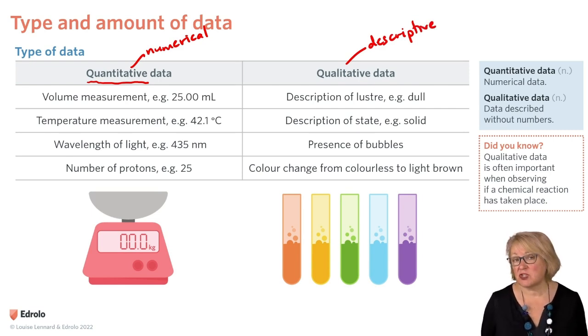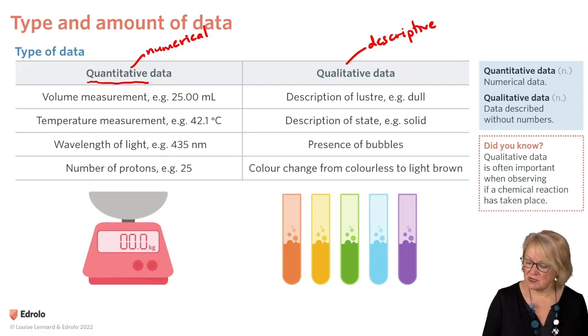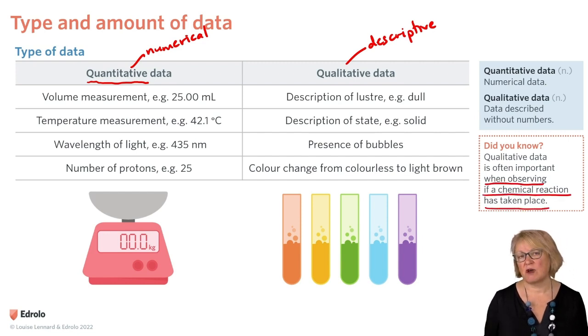It could be the description of how shiny something is, its luster, whether it's dull or shiny. Its description of state, is it a solid, a liquid, a gas? If bubbles are present or have just been formed, or a colour change from maybe starting off colourless and then going light brown. So qualitative data is important, but it's non-numerical. And it's often important when observing if a chemical reaction has taken place. So don't disregard your qualitative data.